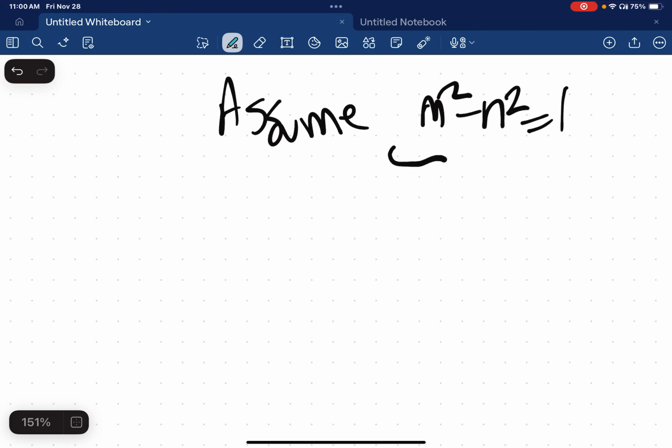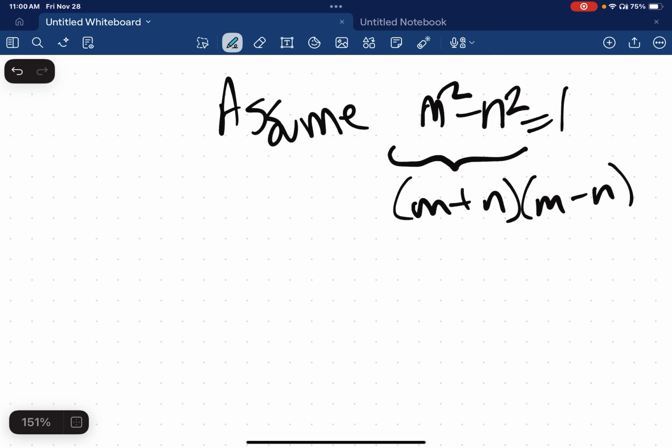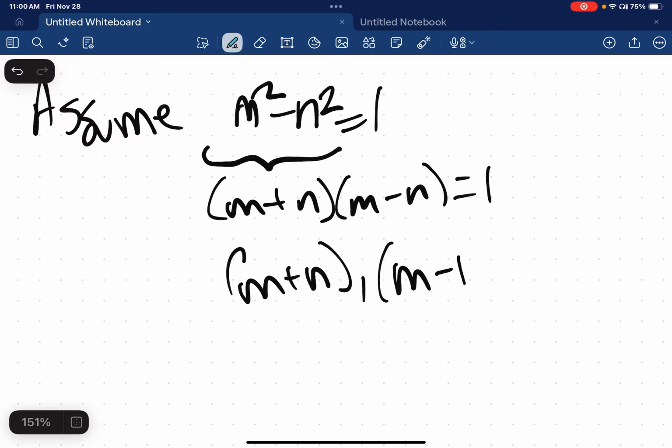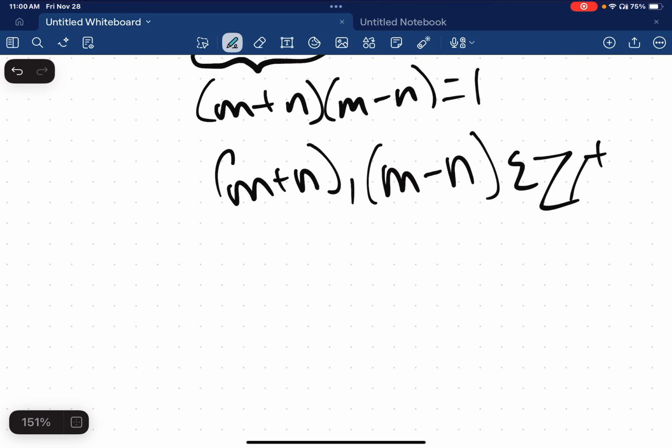And if you remember our power stuff over here, or factorization, this is equal to that, which is going to be equal to 1. Since m and n are elements of integers, that means m plus n and m minus n are also elements of positive integers.